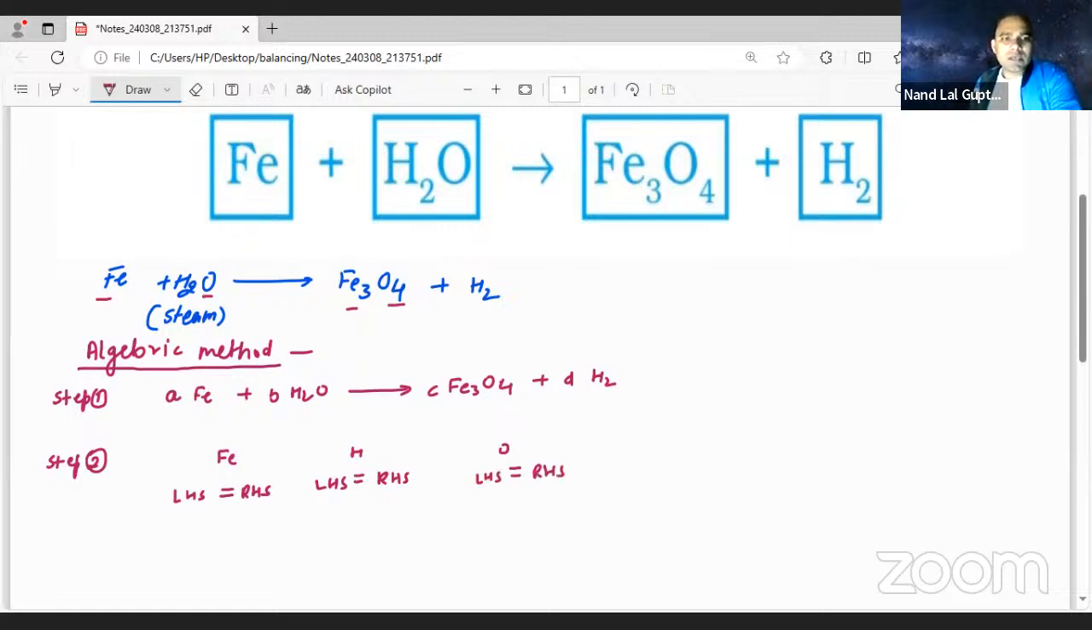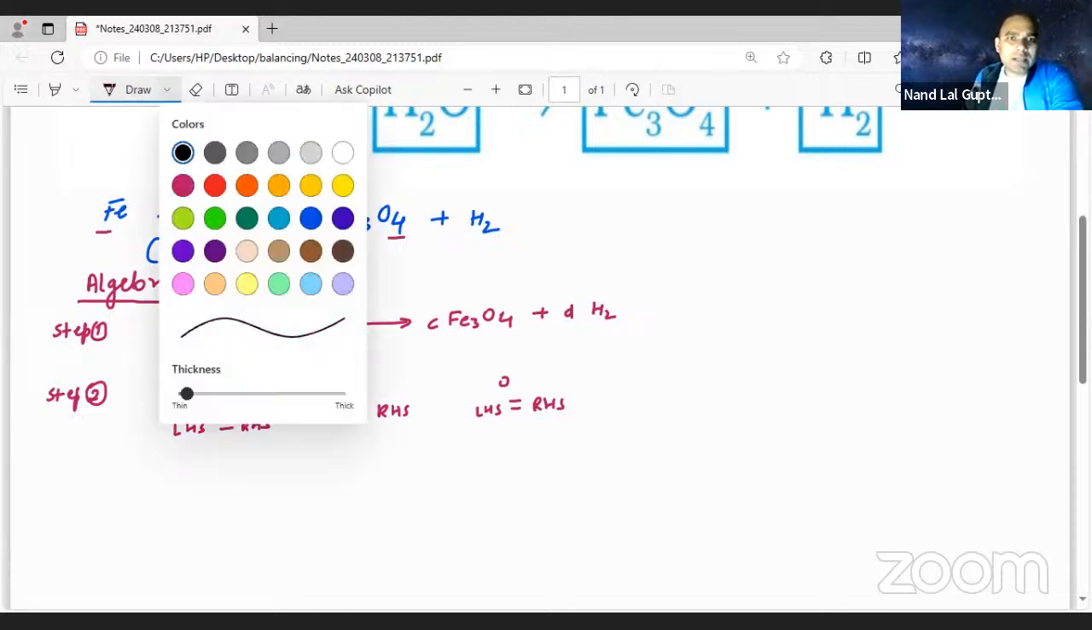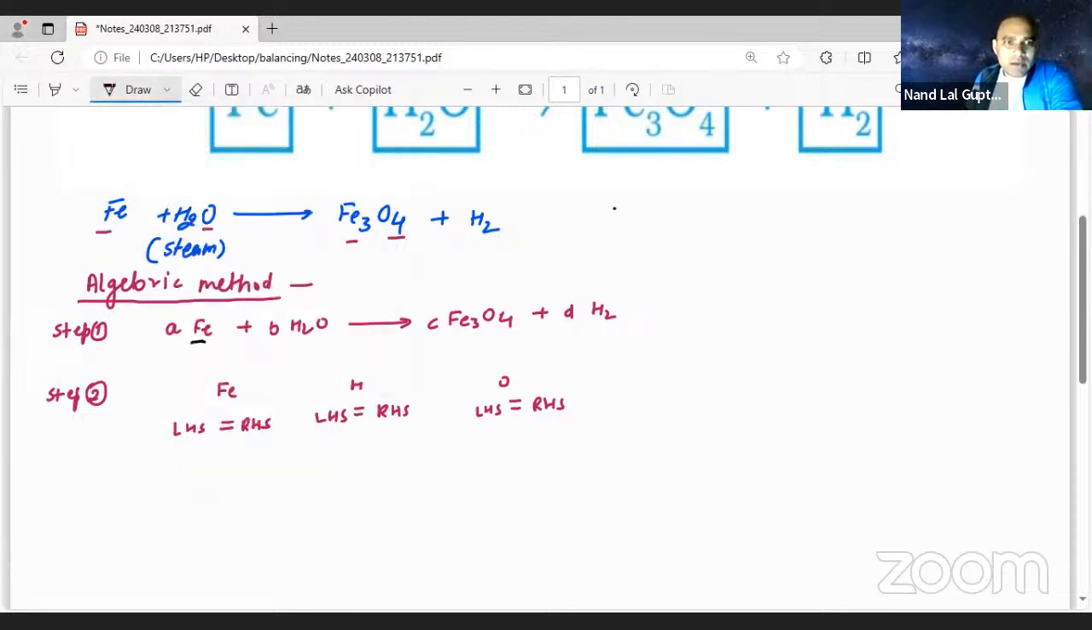Now, students, in terms of the number of atoms, we have to mention in terms of A. Very closely look here. The number of iron is 1 multiplied by A, so on the left side the iron is A. Now you can see on this side, how many are there? 3 iron, multiplied by C. So this is going to be 3C. This becomes equation number 1.